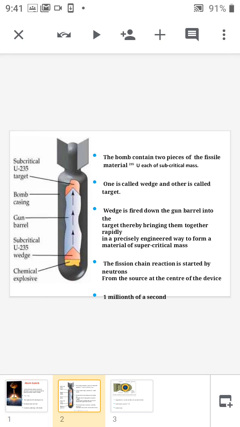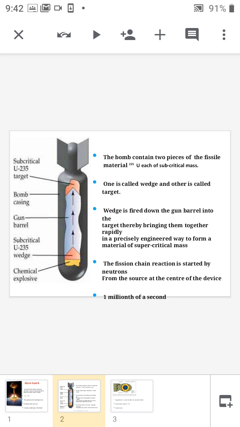Now, this is a simple model of the barrel type of atom bomb, in which the bomb contains two pieces of the fissile material uranium-235, each of subcritical mass. One part is called the wedge and the other is called the target. Both of them are uranium-235, shown in this figure by the orange colored part. We can see the orange colored part, that is uranium-235, at the two ends of the barrel type atom bomb.